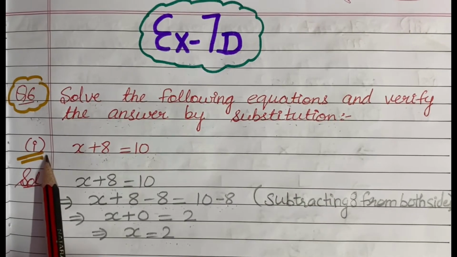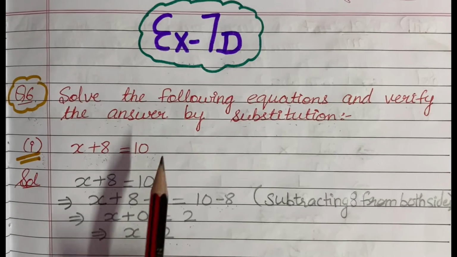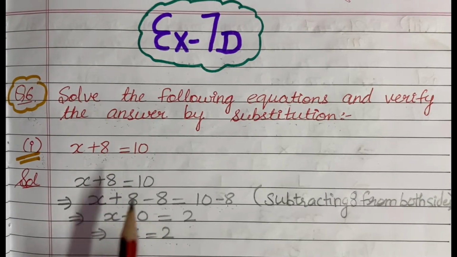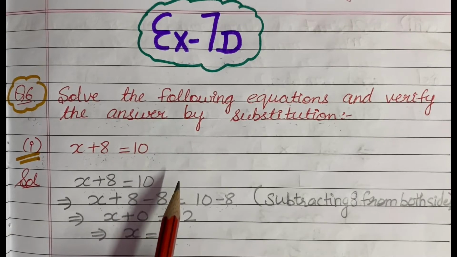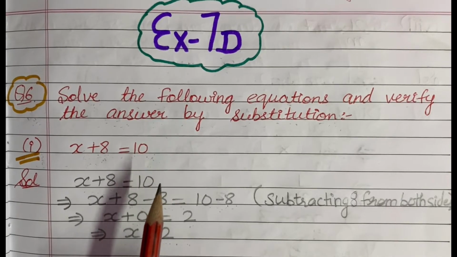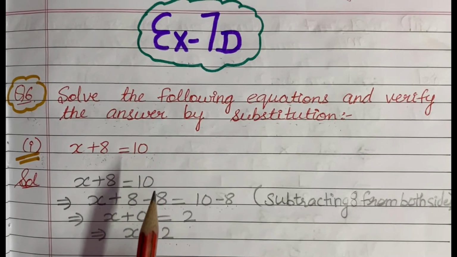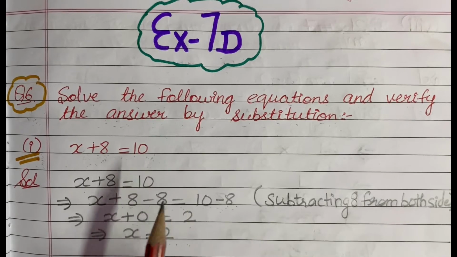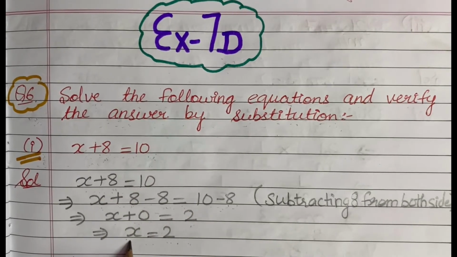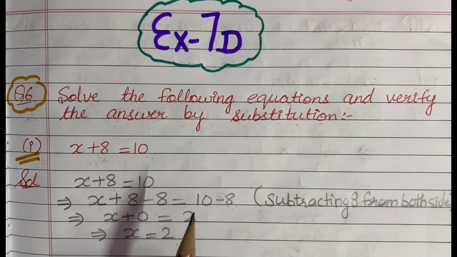And the first part is x plus 8 is equal to 10. Now students, consider the left hand side and right hand side of the equation like the two pans of a weighing balance. We perform the same operation on both the sides. Our objective is to be left with only the variable on the left side. The right side will then be the value of the variable.